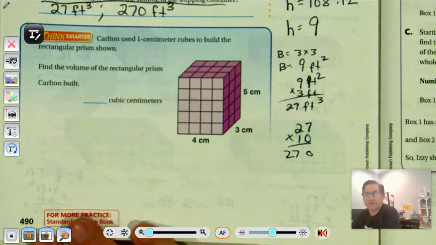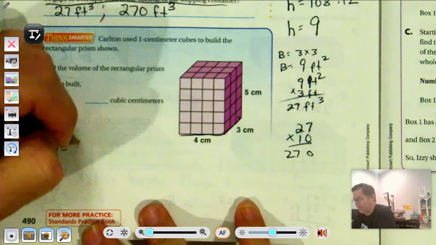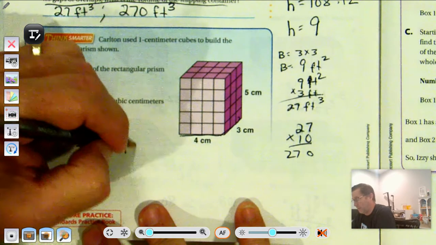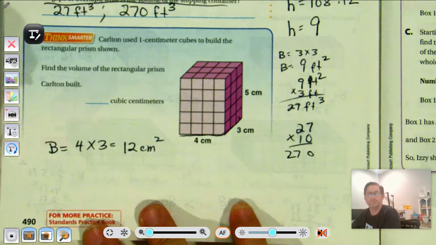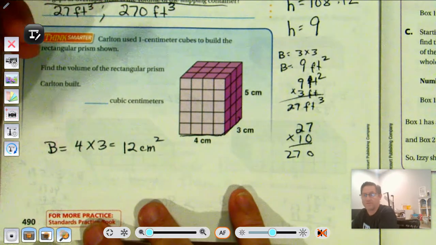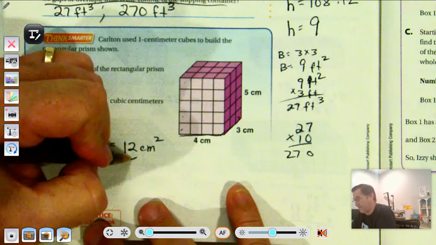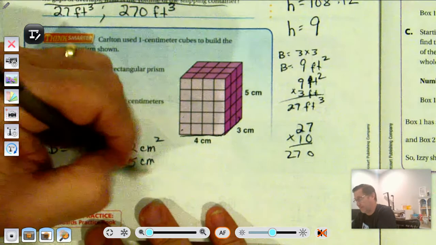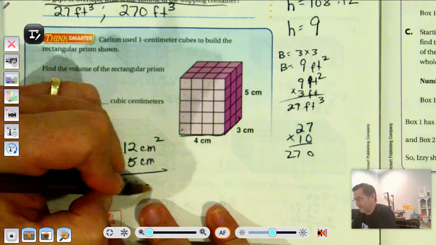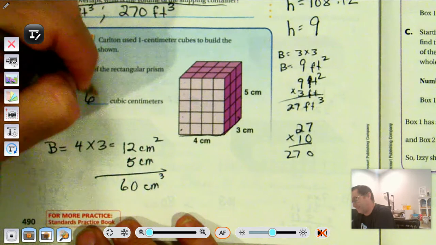Carlton used 1 centimeter cubes to build the rectangular prism shown. Find the volume. All right. Our base is 4 times 3. So 12 centimeters squared. And how many layers of 12 centimeters squared do we have? In other words, the height. 1, 2, 3, 4, 5. 5 centimeters tall. So 5 times 12 is 60. So we have 60 cubic centimeters.